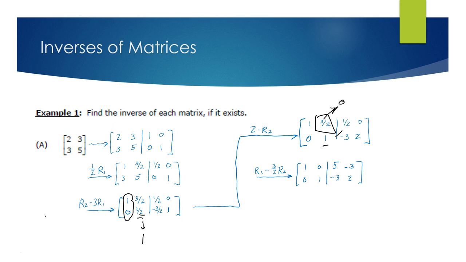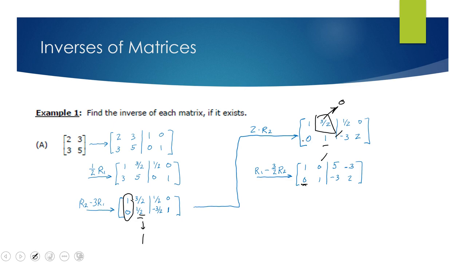1 minus 3 halves times 0 is 0. So again, this has remained unchanged. Let's see. 3 halves minus 3 halves times 1 gives me 3 halves minus 3 halves, which is 0, which is what I wanted.